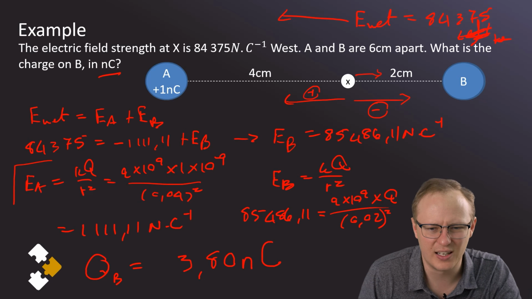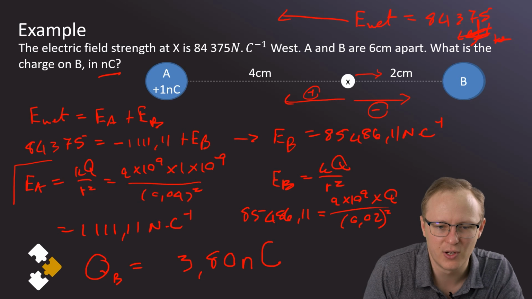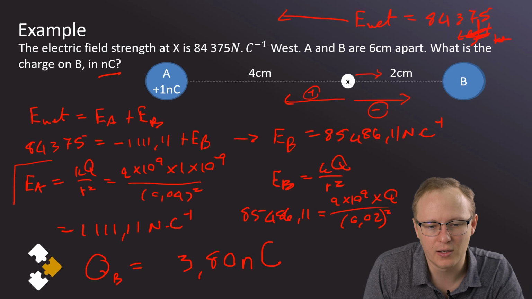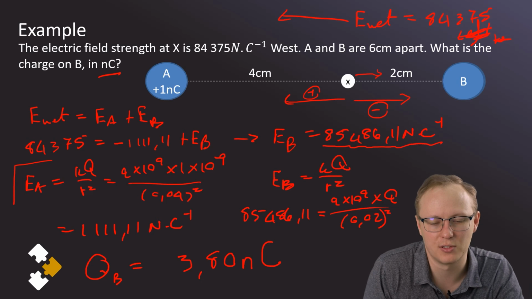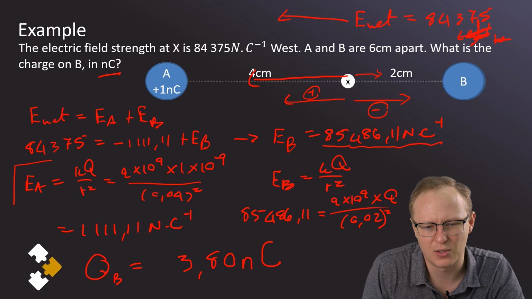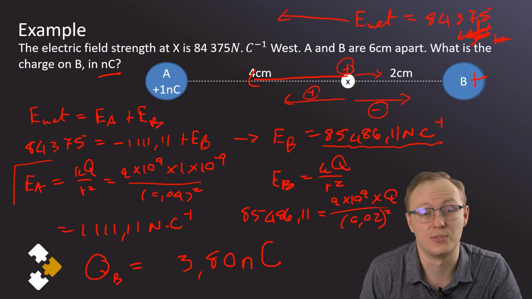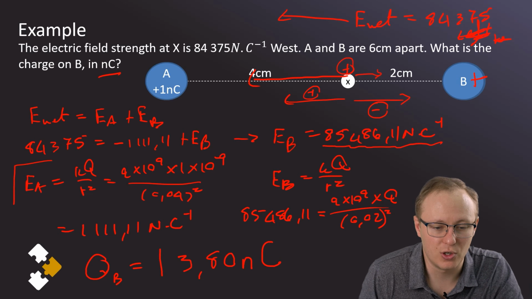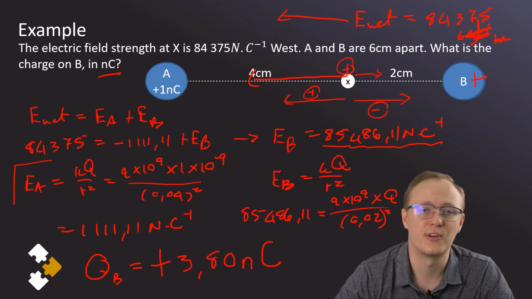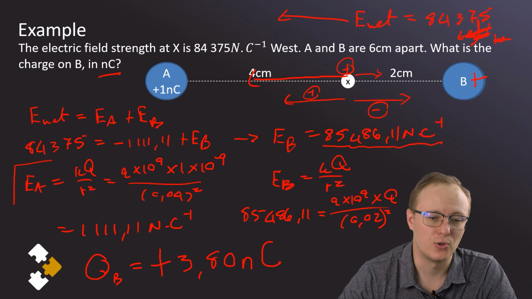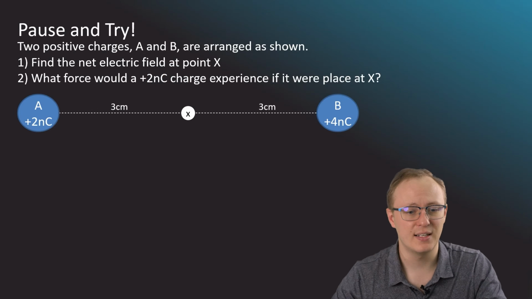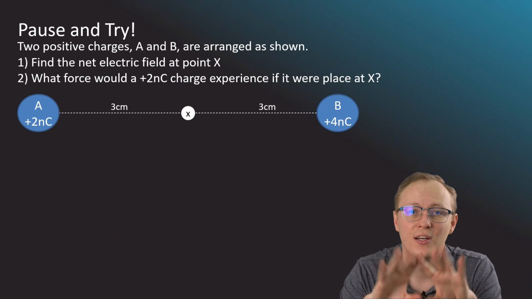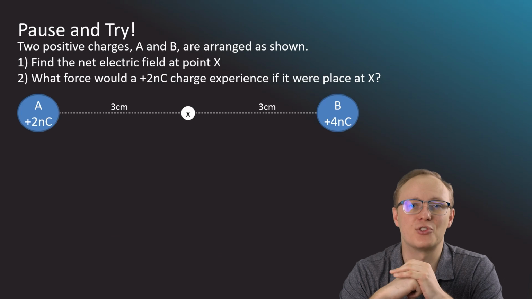And then I've just got to decide, is B positive or negative? Well, I know that the field at X due to B was going in the positive direction, which is going that way. So if a positive charge here is experiencing a force to the left due to B, then B must also be positive due to the repulsion. So the charge on B is then going to be positive 3.80 nanocoulombs. Fantastic, right? So now it's going to be your turn to pause and give this one a try.